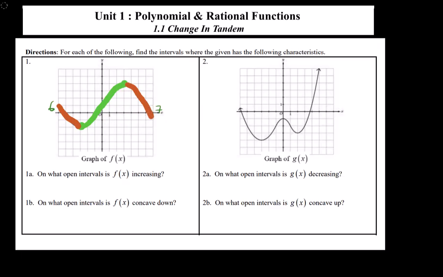Let me write down the increasing and decreasing first, then we will come back to concavity. Where am I increasing? I'm increasing from -3 to 3. Where am I decreasing? From 3 to 7 on this graph, but the question did not ask for decreasing. It just asked for increasing. If decreasing were asked, we could use that.